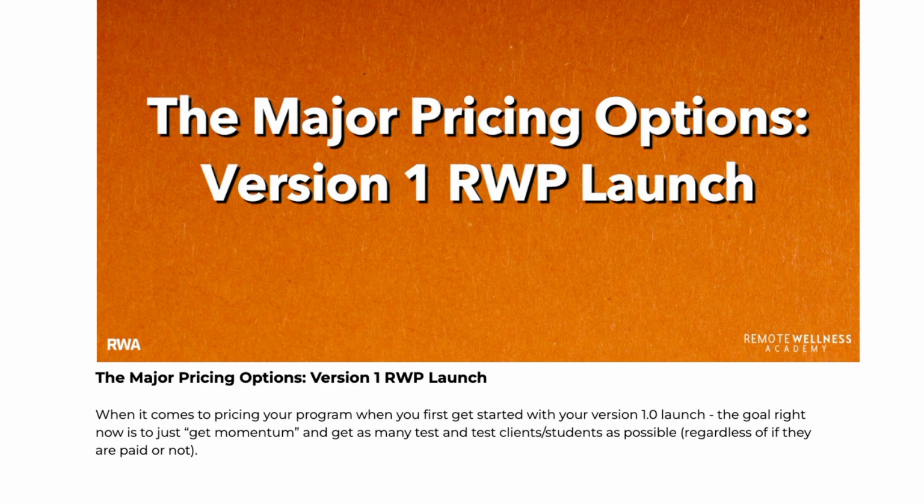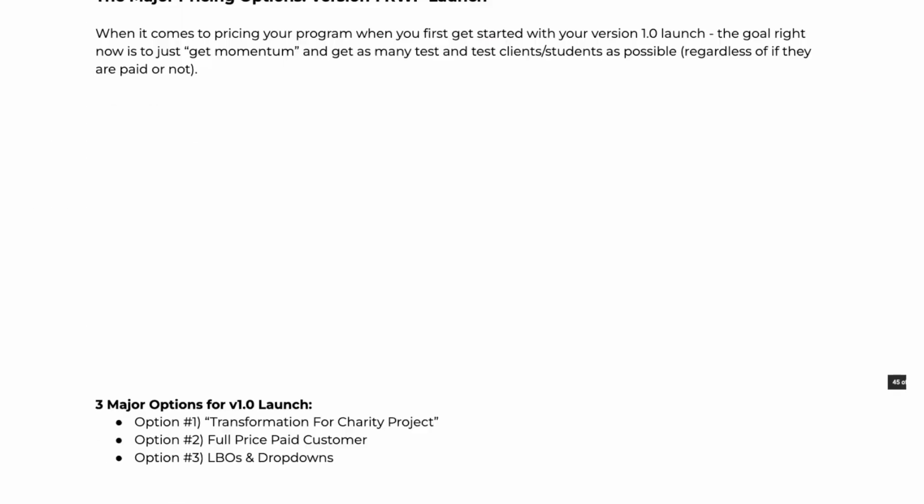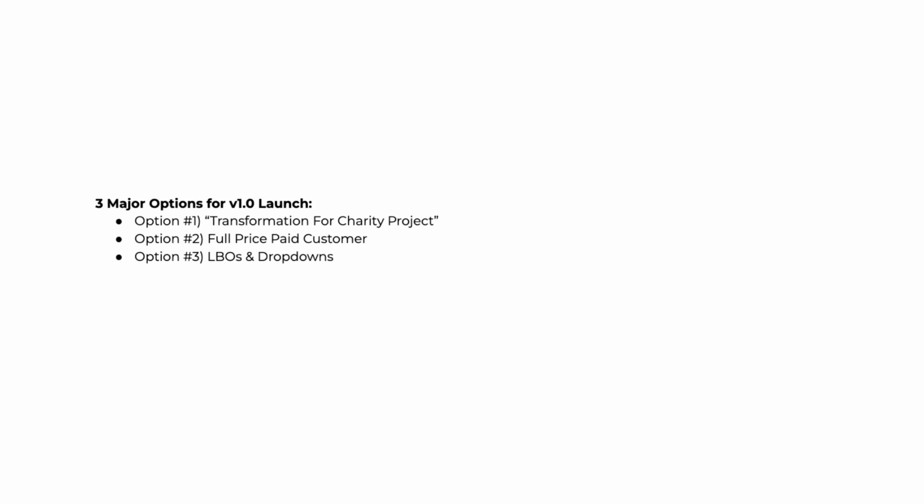The three major options we're going to dive into right now are: option number one, what we call the transformation for charity project; option number two, a full price paid customer; and option number three, the lower-priced drop down. So let's talk about that right now.